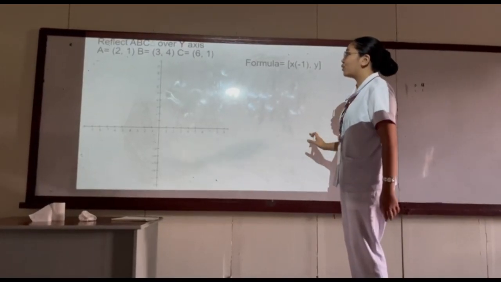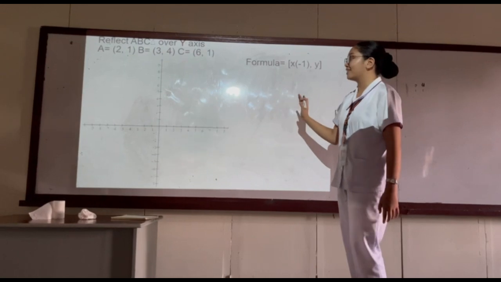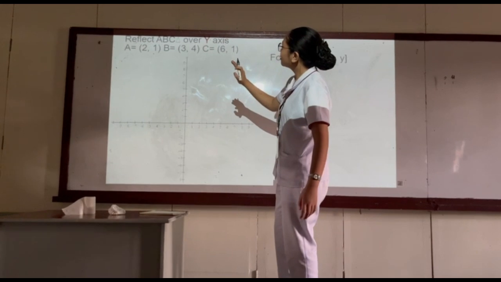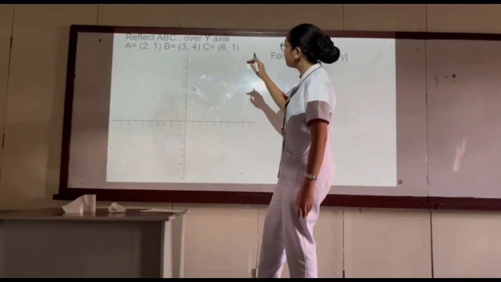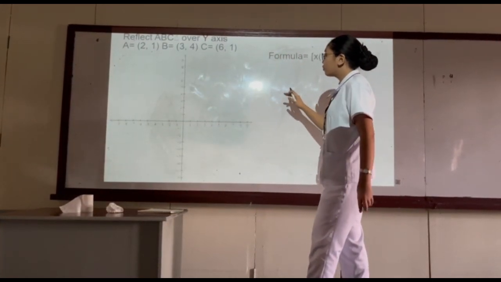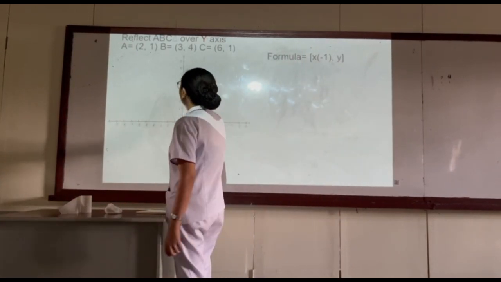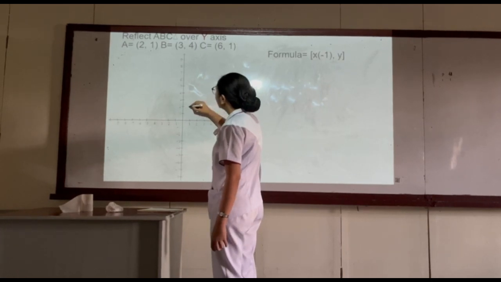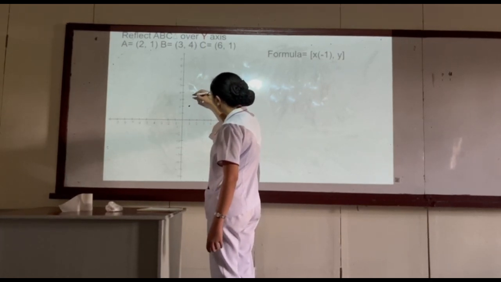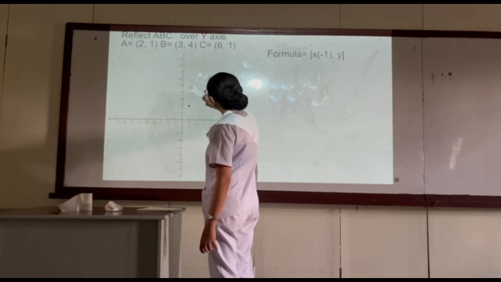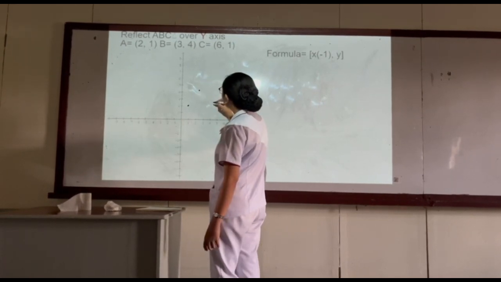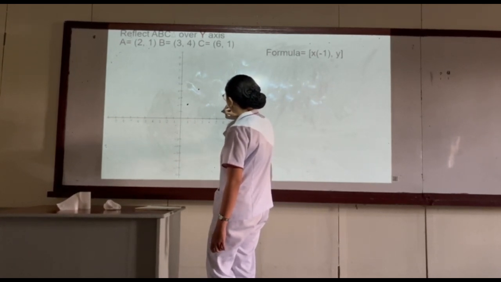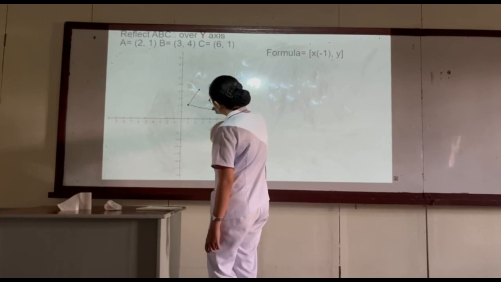So here's an example of reflection over the y-axis. Our given is 2, 1, 3, 4, and 6, 1. We'll first plot them. So that's A, 2, 1, then B, 3 and 4, C, 6 and 1. So here is our object.